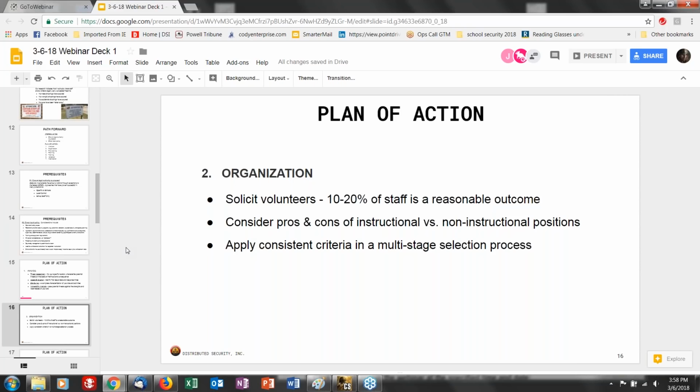And then finally, you have to apply very consistent criteria in a multi-stage selection process. Primarily, how that's going to break out is you have to evaluate applicants based on your established qualifications and prerequisites. You have to send them to pass any necessary mandated screening, such as background checks, drug or alcohol testing, psychological screening, or what have you. And finally, they have to complete training successfully.